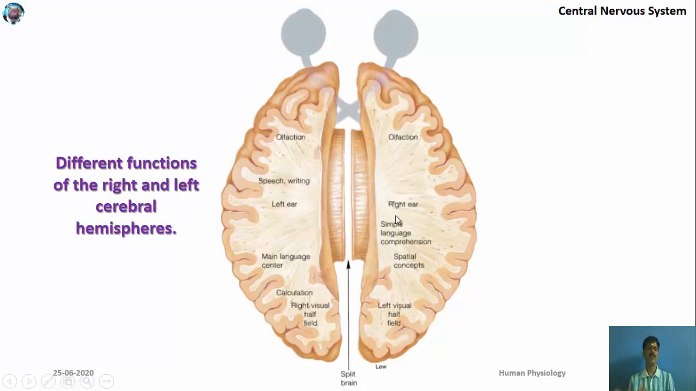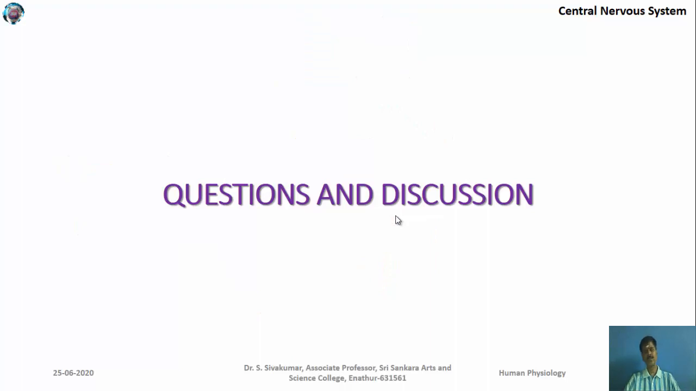So the left and right brain are not going to have the same role at the same time. They have different roles to play. Most of the regions might have the same role, but it is not 100% the same. Even the different hemispheres have different roles. So with this, I conclude the first section of the third unit of the Human Physiology paper.